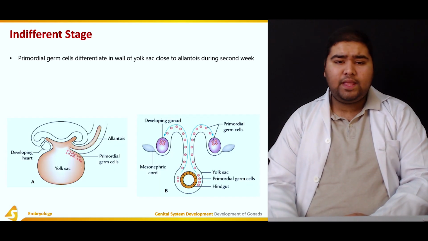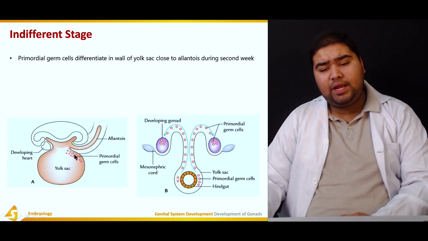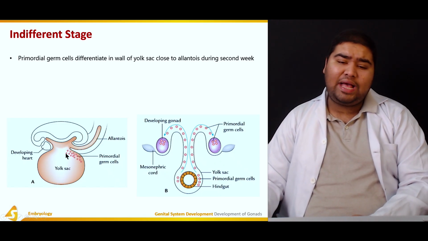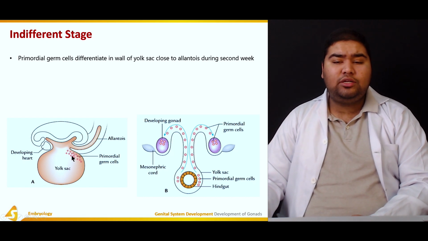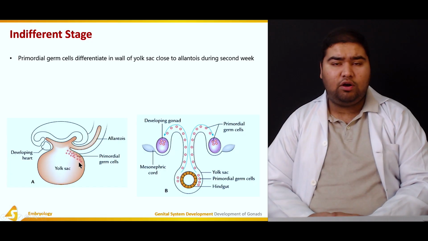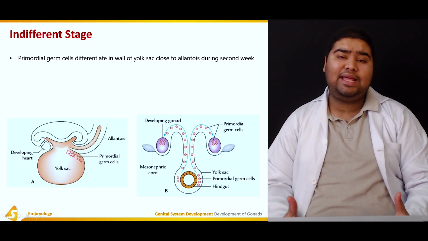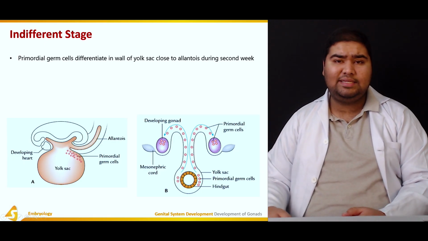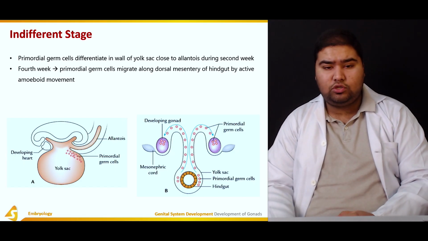So in the indifferent stage, these are the primordial germ cells in the wall of the yolk sac. They are lying close to the allantois. This is the allantois. They lie close to the allantois during the second week of development. So when the embryo is at the second week of development, these primordial germ cells lie in the wall of the yolk sac close to the allantois.